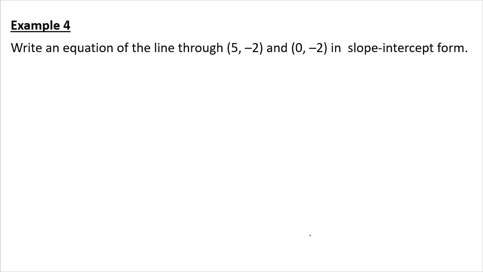Example 4, write the equation of a line through 5, negative 2, and 0, negative 2 in slope-intercept form. So again, we need our slope. So we find our slope. Negative 2 minus a negative 2 over 0 minus 5. My slope is 0. So actually, let's plug that into y equals mx plus b.